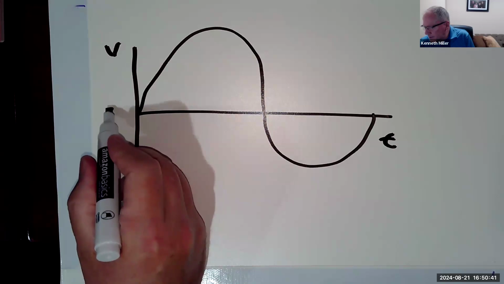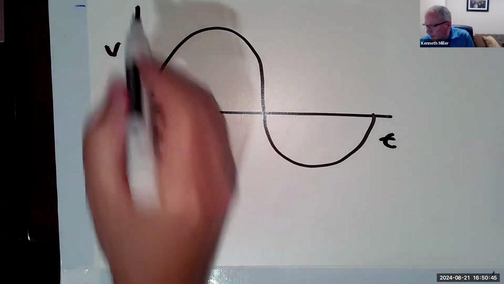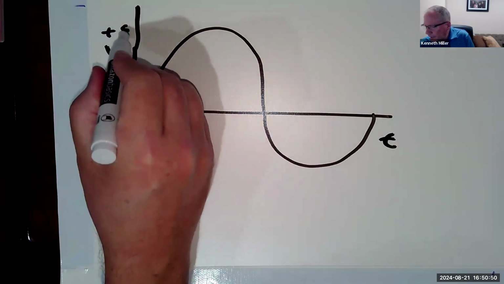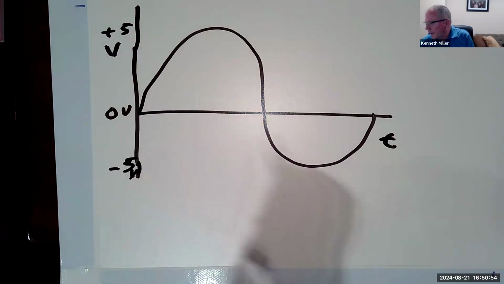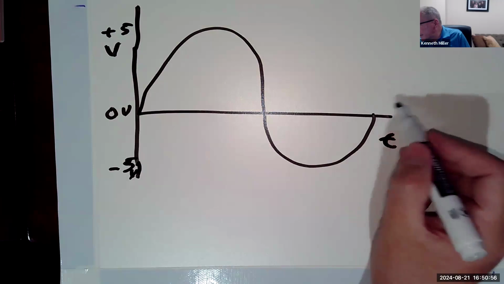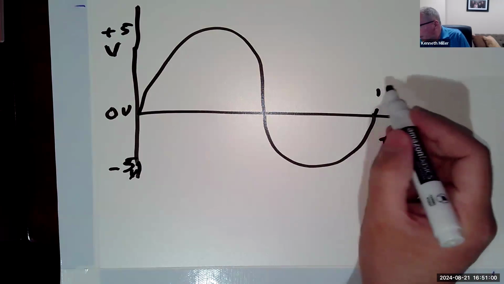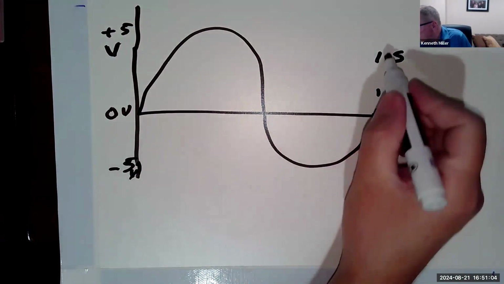So this is our 0 volts, right? And then just for the sake of argument, let's say this is plus 5 volts and minus 5 volts. And then let's just say this point here is 1 second. All right, so 1 second.